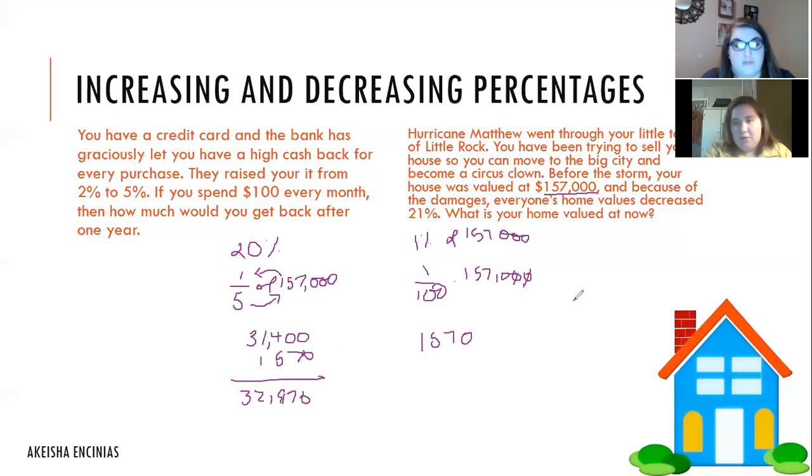But that's not what your home's valued at now. That was just what the value decreased. So to find what your home is now, you need to subtract it. 157,000 minus 32,970.